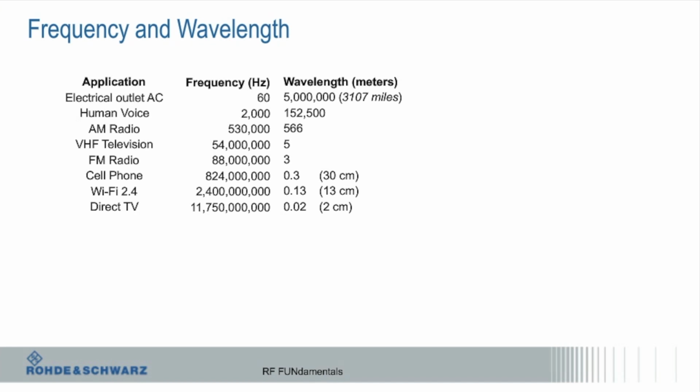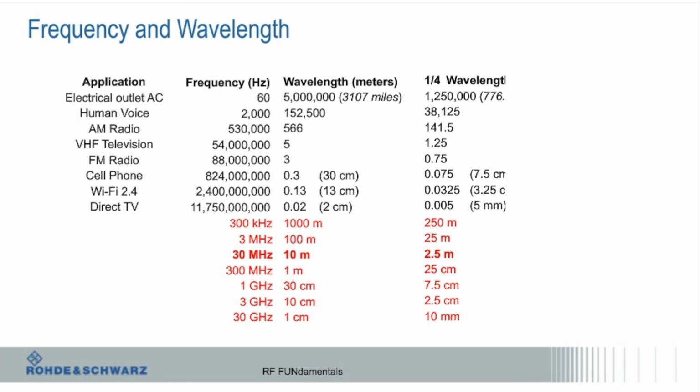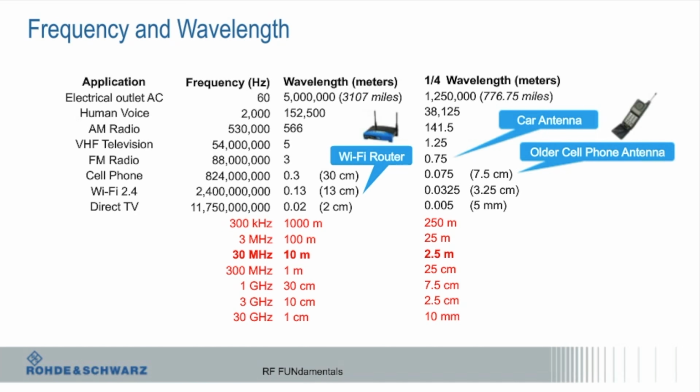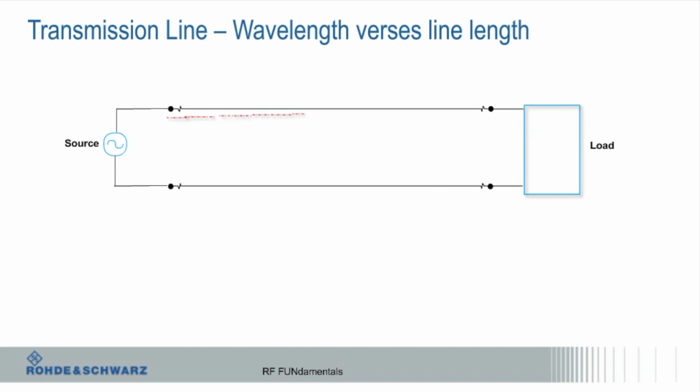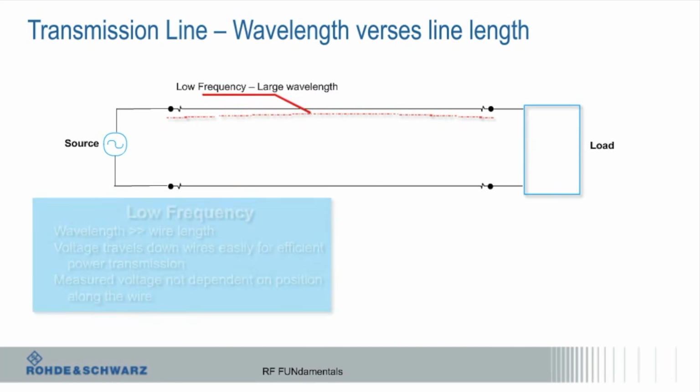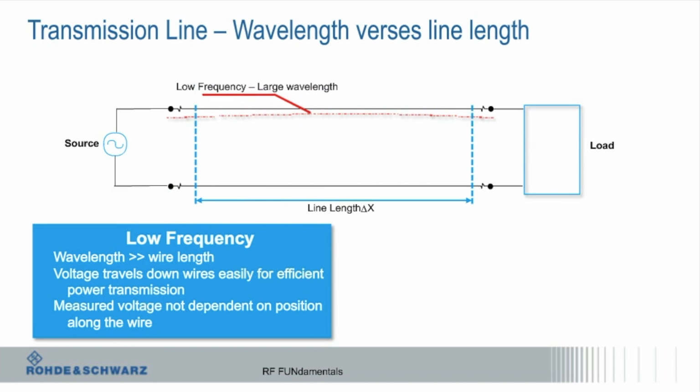So DirecTV, you can see, is 11 gigahertz. And there are just some numbers somebody came up with. So here's the quarter wavelength or antenna size, telling you how big some things are. So Wi-Fi, etc. EMC chamber. This is when you want to measure the emissions from a device and you want to make sure nothing else gets in. We make those too, believe it or not.